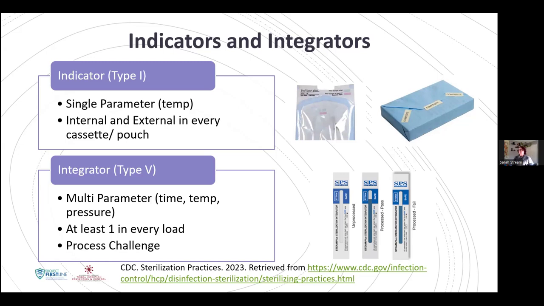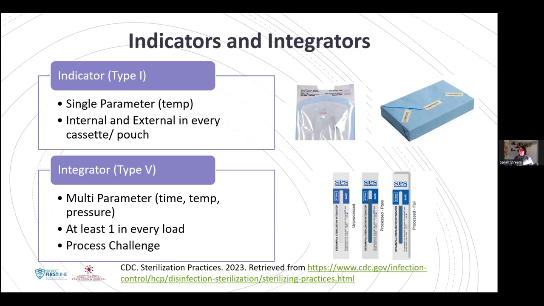So this is a multi-parameter test. It measures that the cycle got hot enough for long enough at the correct pressure. And there should be at least one of these type 5 integrators in every load in a process challenge device.